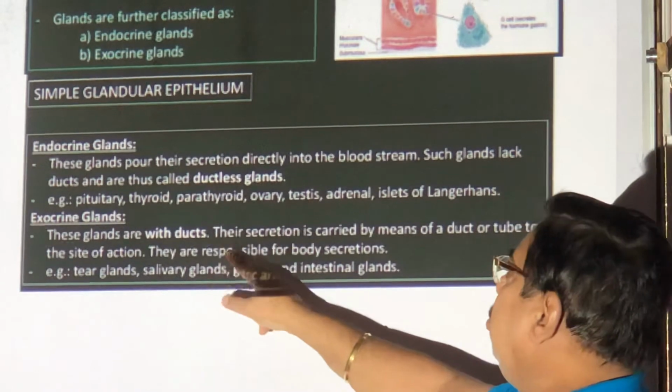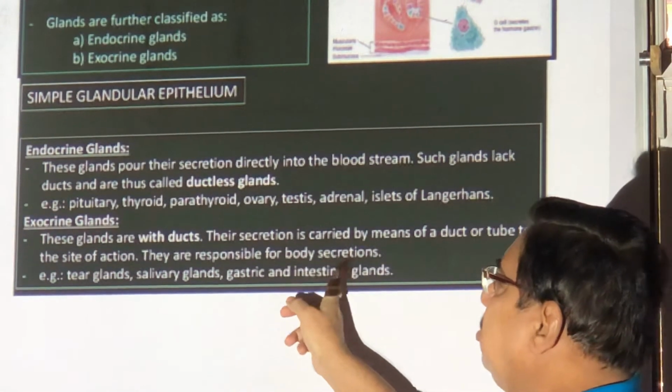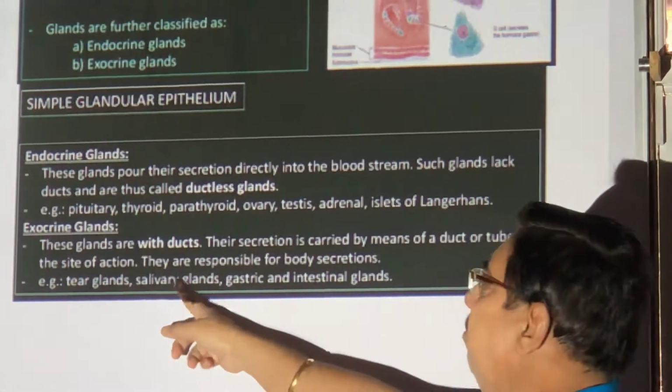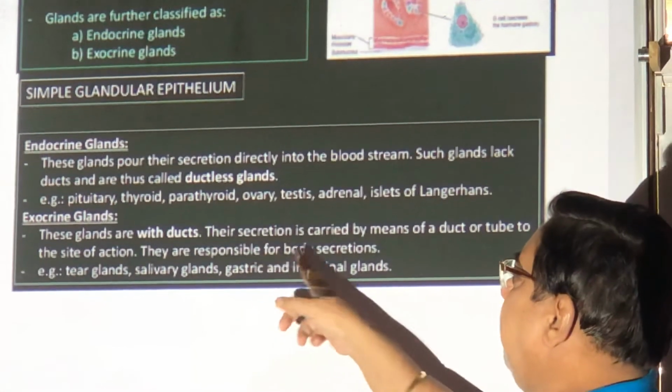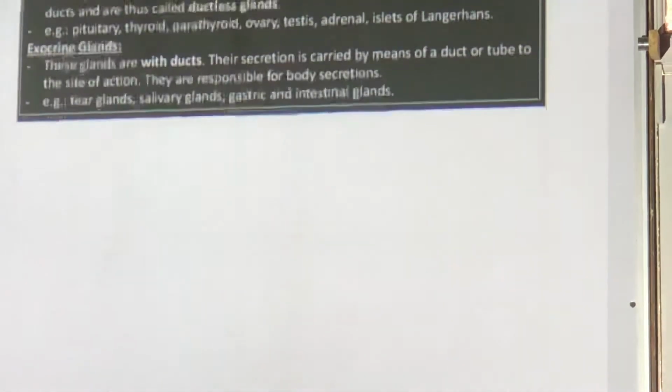Exocrine glands have ducts or tubes. They are made somewhere and carried. They are responsible for body secretions. Tears, saliva, acid in the stomach, intestinal juice, all are made in this manner.